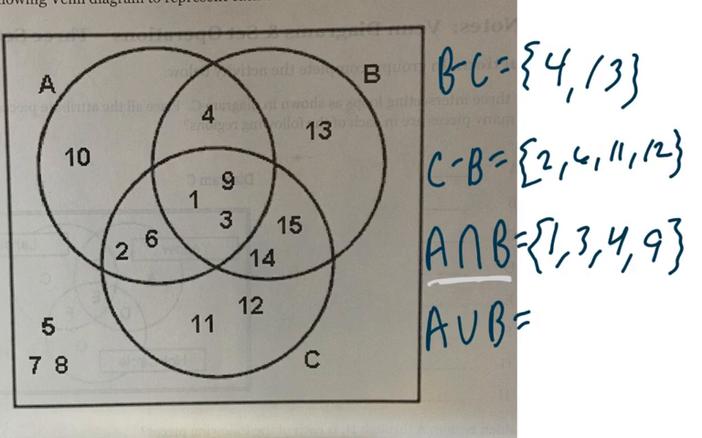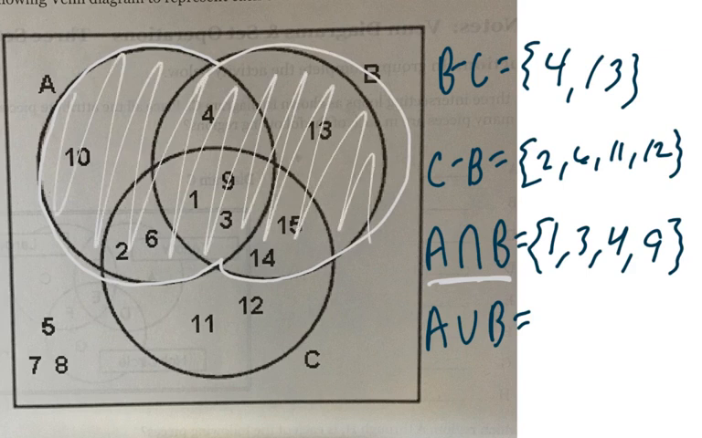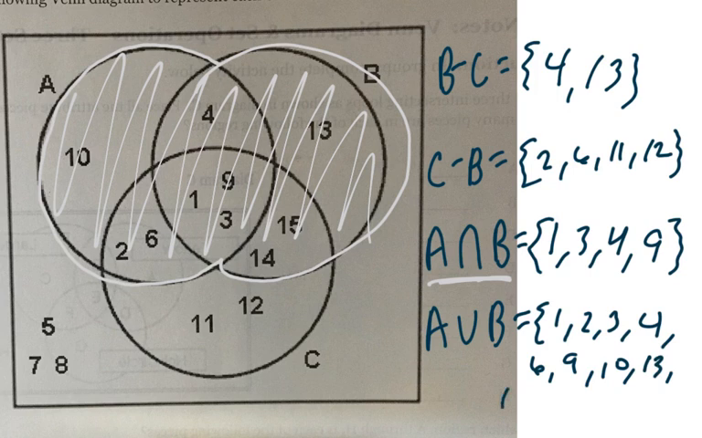The union of the two sets A and B is everything from set A and set B included. So essentially we just get to outline all of set A and set B, and it's everything in this happy conjoined circle, or two circles. So here we have 1, 2, 3, 4, 6, 9, and 10, and 13, and 14, and 15. So that's the union of A and B.